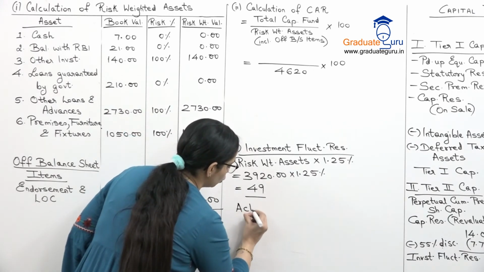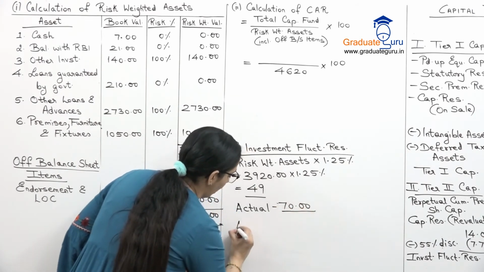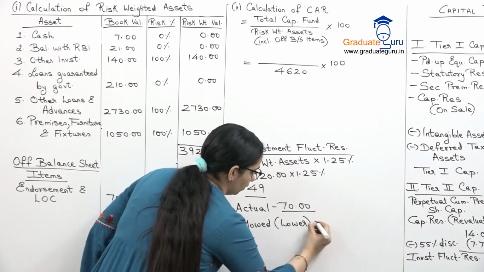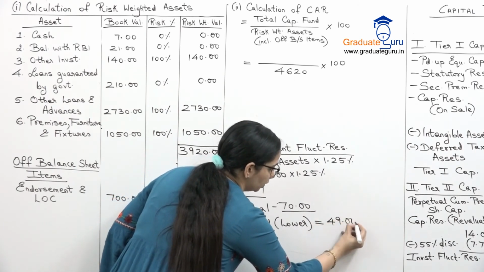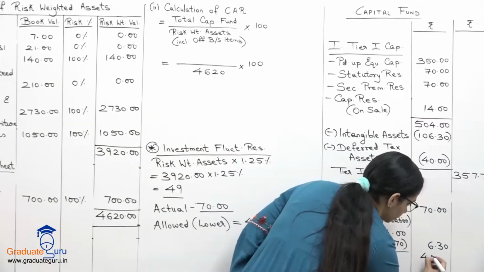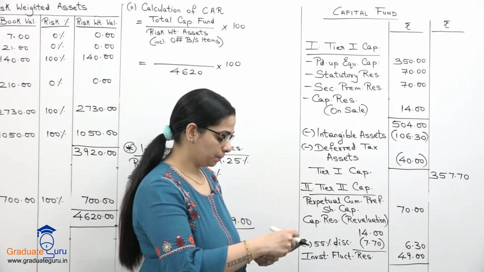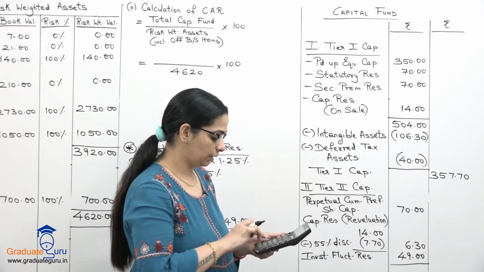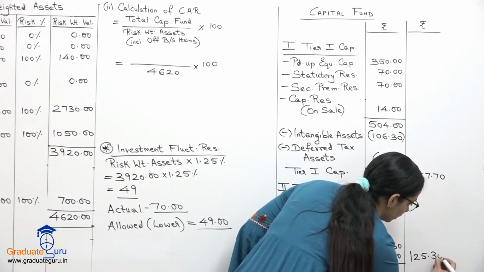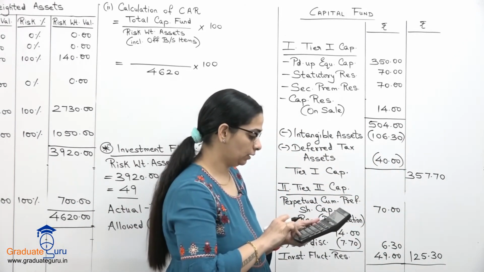So let's write down actual is 70. So allowed is the lower amount, which is equal to 49. So that is what we will take in our tier 2. So now let's take a total of these three. 70 plus 6.3 plus 49. We get 125.30.